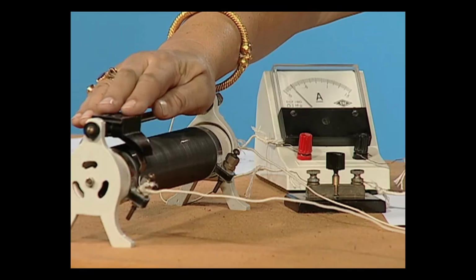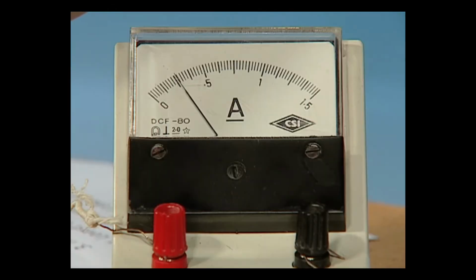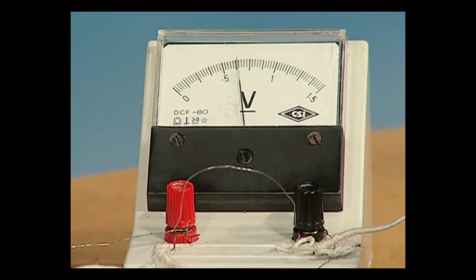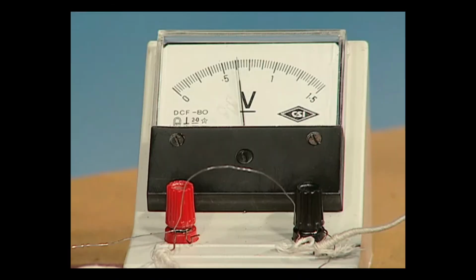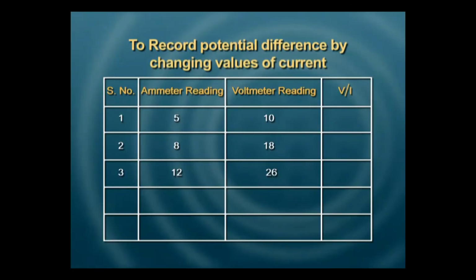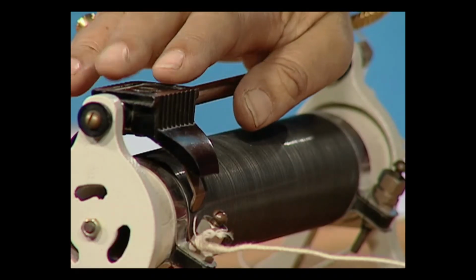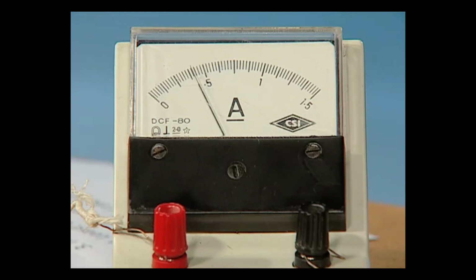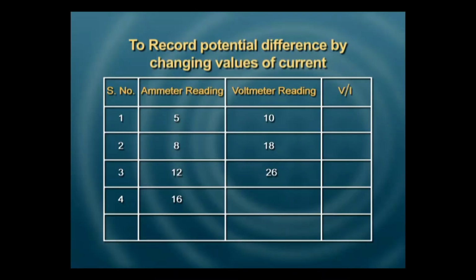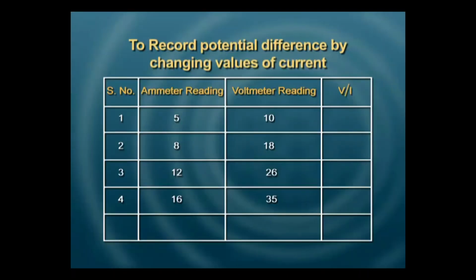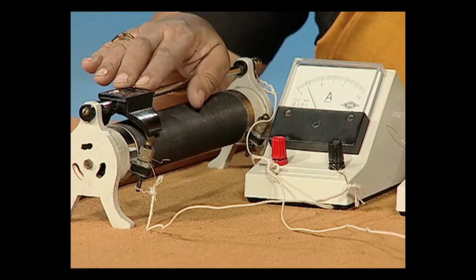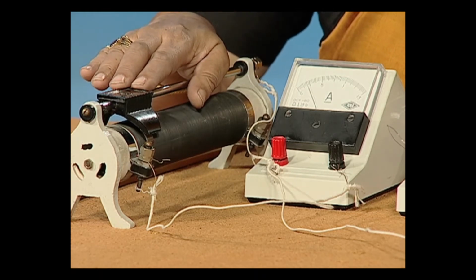I change again. Ammeter reading is 12 divisions and the voltmeter reading, as we see here, is 26 divisions. We take more readings like this. The ammeter reading is now 16 divisions and our corresponding voltmeter reading is 35 divisions. One more reading we can take here. In this way, we can take at least 5 readings.